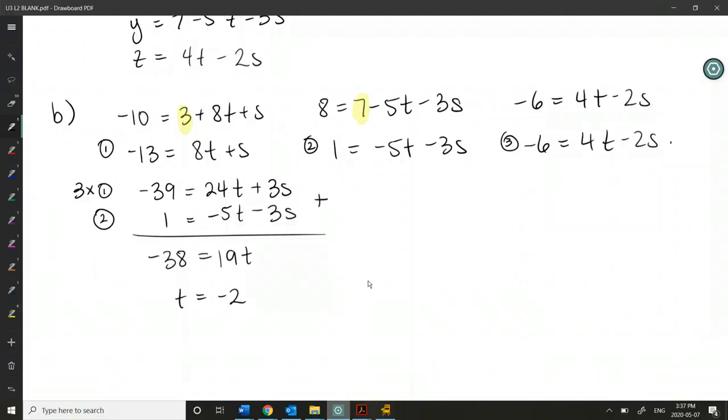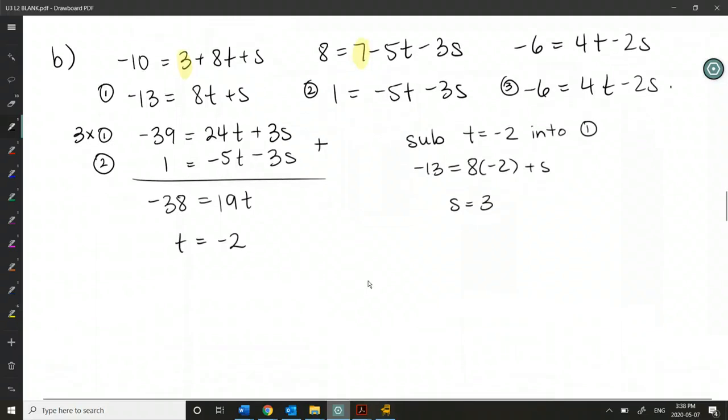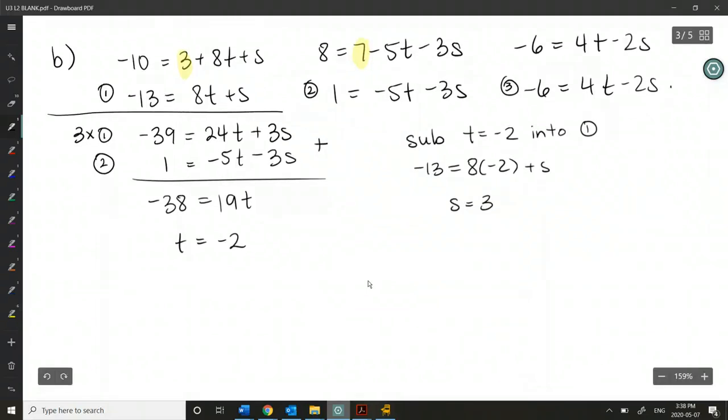Okay, and you're going to sub this back into either equation 1 or 2 in order to find s. So we're going to sub t equals -2. Let's just say, it shouldn't matter, let's sub it back into 1, and we'll solve for s. So s here is going to be equal to -13 plus 16, which gives us 3. Now that we've done that, notice that I've used equations 1 and 2 only. So this would be your first step, this would be your second step.